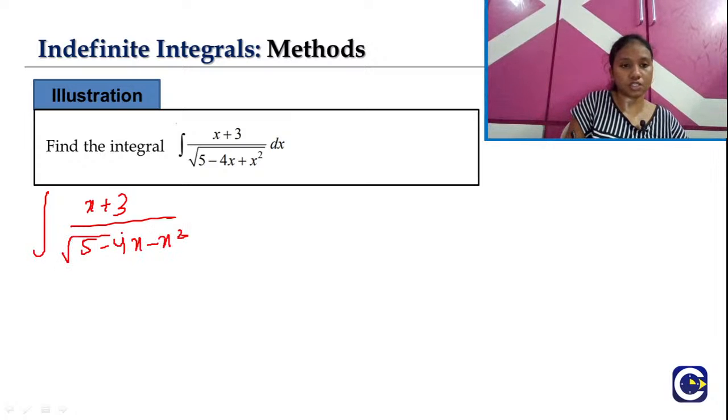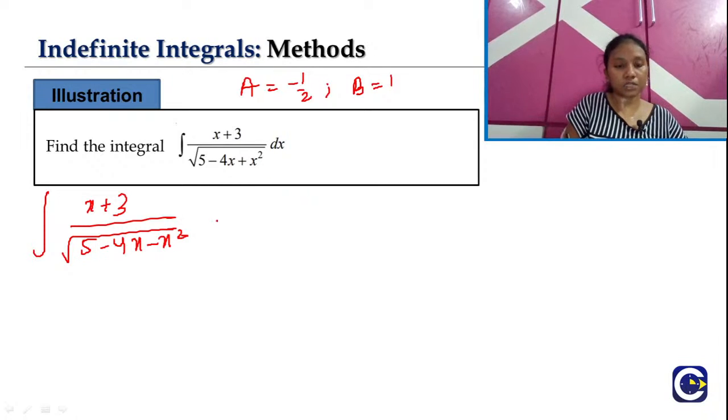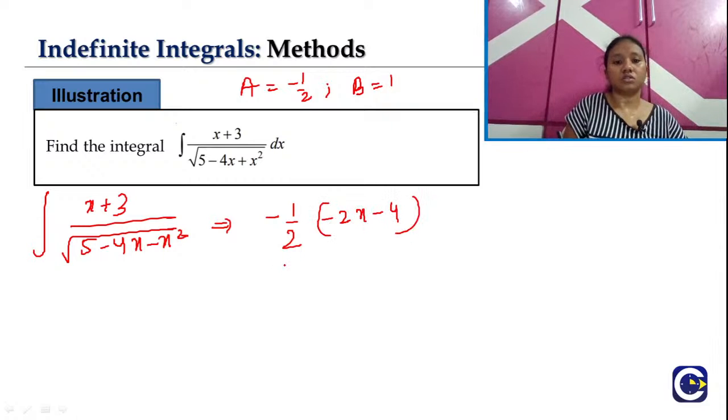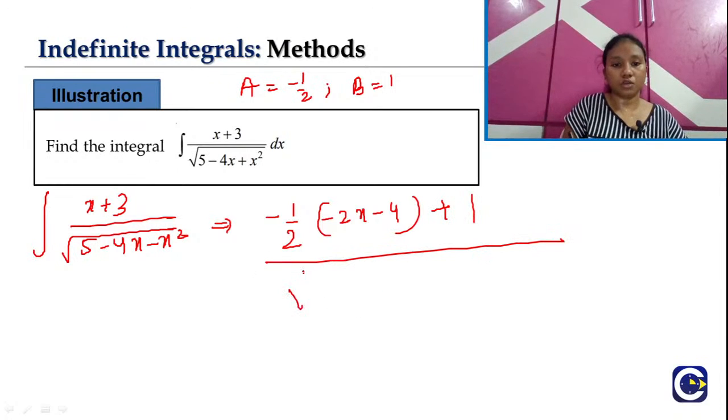Just a slight change. Here somebody has already given a value equal to minus 1 by 2 and b value equal to 1. So I'm sure it's correct, so I'm going by it. Then it will be minus 1 by 2 into our differentiation, right? So here it will be minus 2x minus 4, plus 1, divided by root over 5 minus 4x minus x square dx.